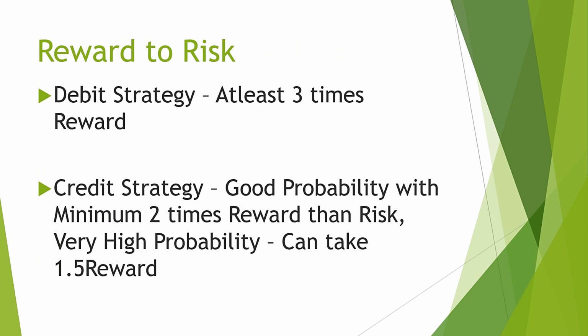Reward to risk ratio should always be better. When we are going for debit strategies, that means option buying strategies which usually have low probability, then we should target 3R trades. A 3R trade means we should get 3 times reward than our actual risk. So suppose we are risking 10,000 rupees, then we should look for targets which are 30,000 rupees or more. Otherwise there is no point in going for that trade.